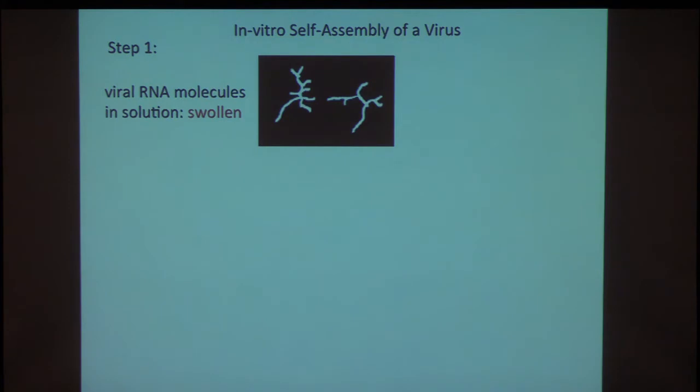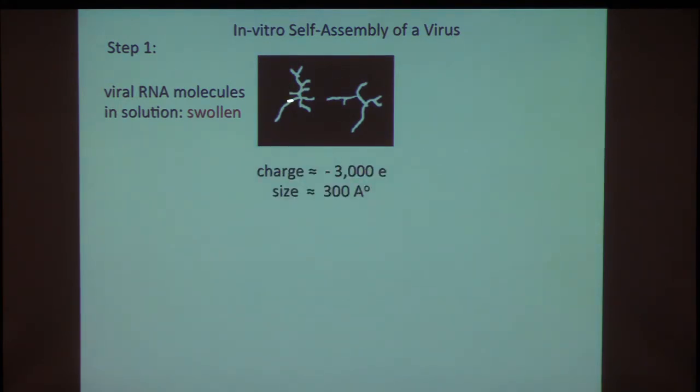So, I'm going to talk to you about a way of assembling a virus which is perfectly controlled. It's work which was done at UCLA by my colleagues Knobler and Gelbart. So here we start. In the solution I begin with a viral RNA molecule. This is how they look in electron microscopy. They look like kind of branched polymers, and they have a variety of structures.